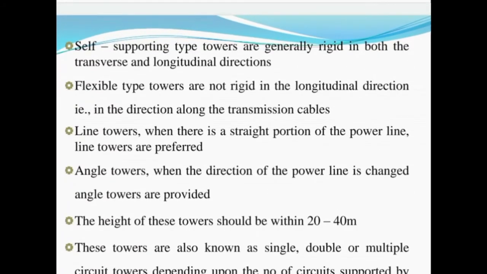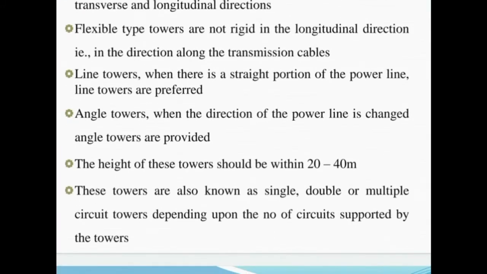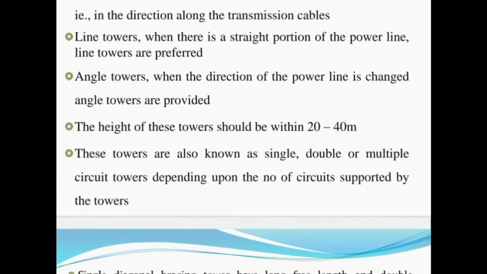Self-supporting towers are towers that are generally rigid in both the transverse as well as the longitudinal direction. In the case of flexible towers, it is not rigid in the longitudinal direction, that is, in the direction of the transmission cable. For line towers, which are on a straight portion of the power line, line towers are preferred. In the case of angle towers, where the direction of the power line is changed, angle towers are preferred. And the height of the towers adopted should be within 20 to 40 meters.